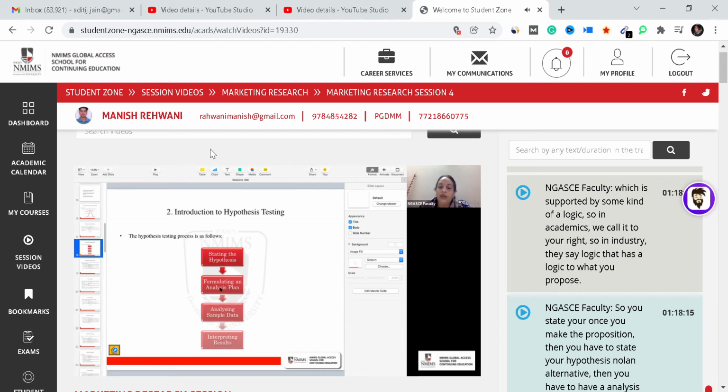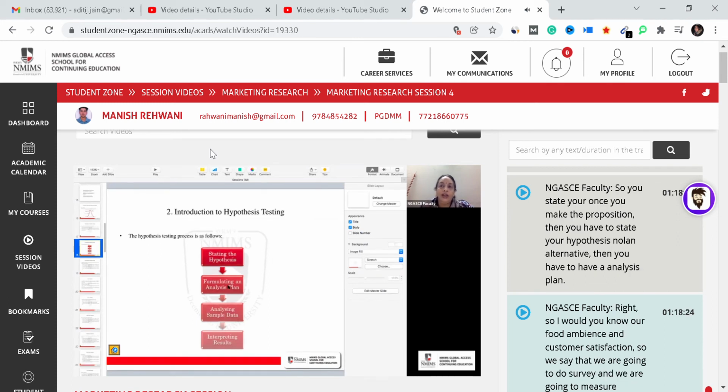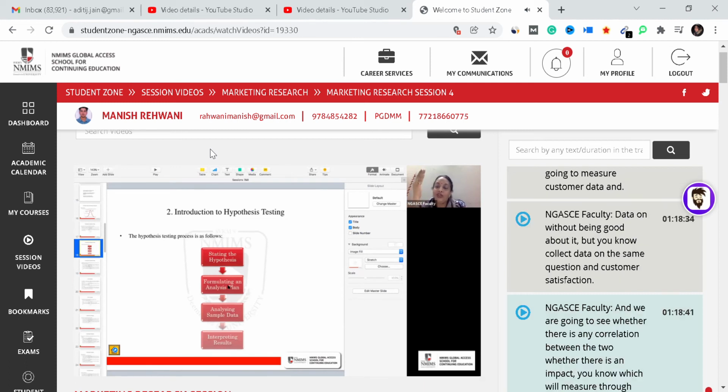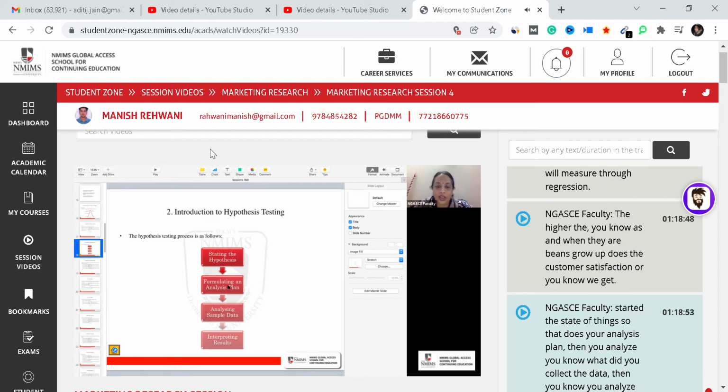Then you have to have an analysis plan, right? So take good ambience and customer satisfaction. We say that we are going to do a survey and measure customer data on good ambience. We are going to collect data on the same question on customer satisfaction, and we are going to see whether there is any correlation between the two, whether there is an impact, which we will measure through regression. As and when the ambience goes up, does the customer satisfaction go up? We can test all these kinds of things. So that is your analysis plan. Then you collect the data, then you analyze the data and then you interpret the results.